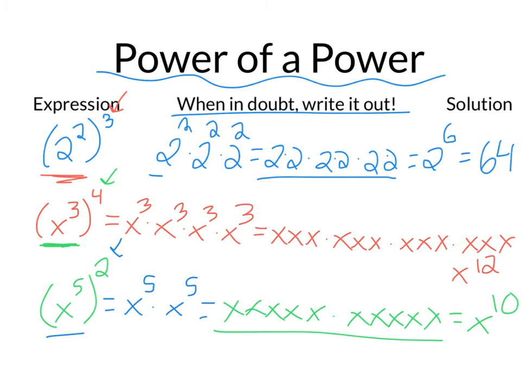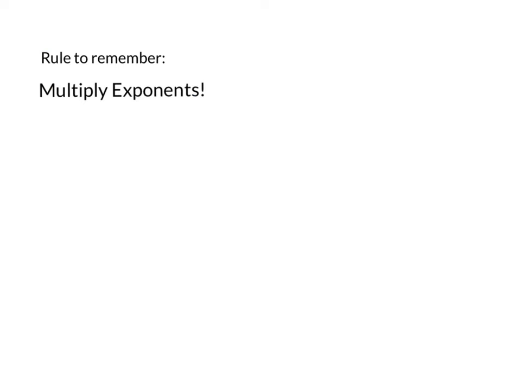So if you haven't noticed already, let's look at the exponents. What's the pattern here? 2 and 3 gave me exponent 6. 3 and 4 gave me exponent 12. 5 and 2 gave me exponent 10. So the rule to remember for this property is to multiply your exponents. If you have a power, x to the m, and you raise it to another power, it is equal to x to the power of m times n.